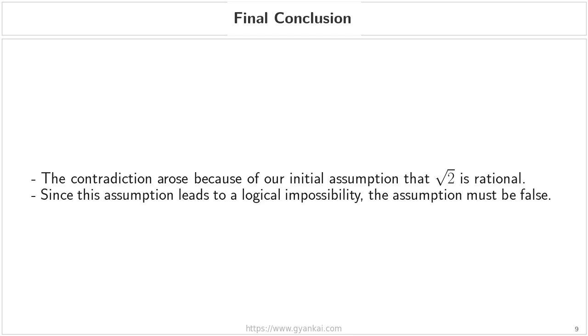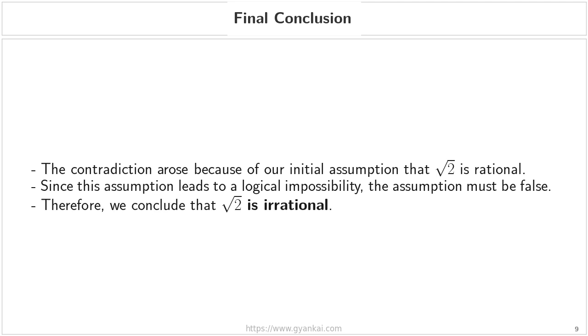In mathematics, when an assumption leads us to a logical impossibility, like finding a common factor where we explicitly said none existed, it serves as definitive proof that the original assumption must be false. Therefore, since we have proven that the assumption of rationality is impossible, we are left with only one logical conclusion. We conclude that the square root of 2 is, in fact, irrational. We have successfully completed our proof.